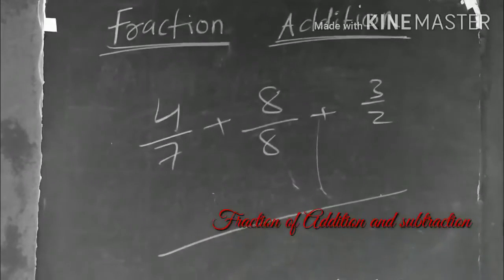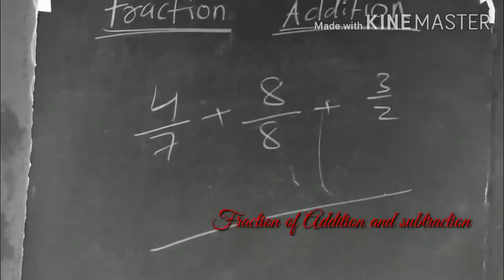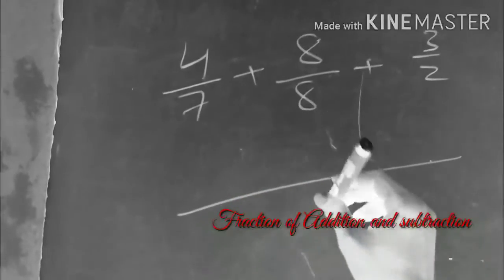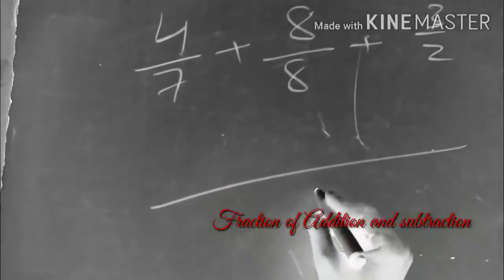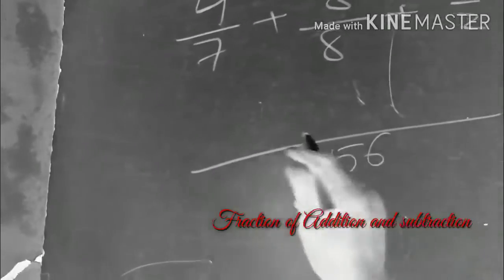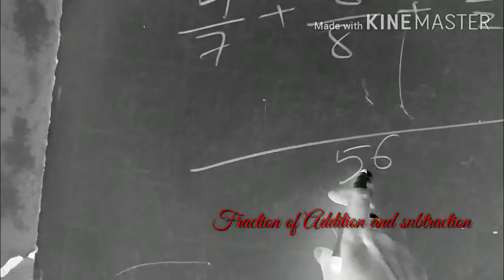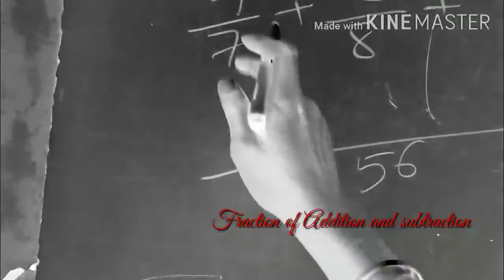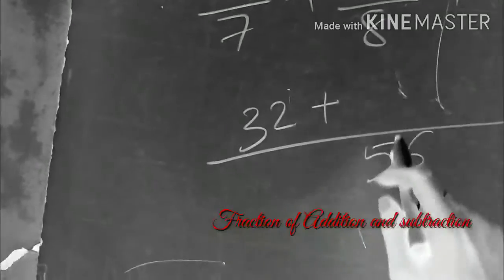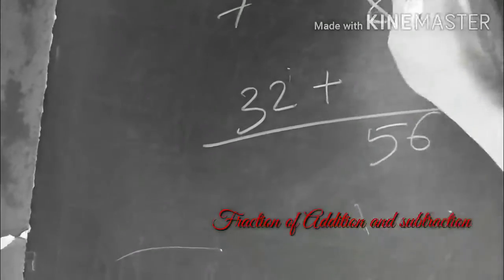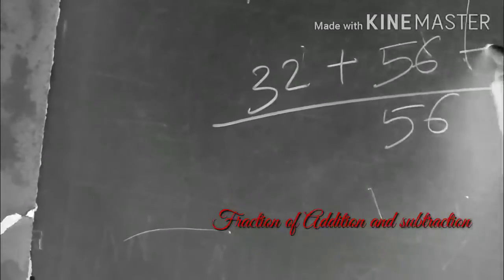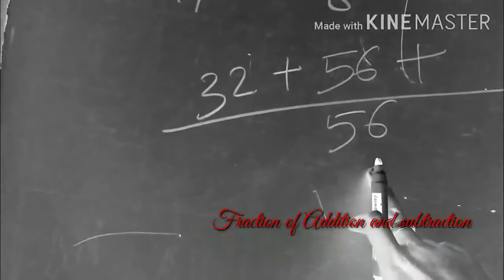The next question is 4 by 7, 8 by 8 and 3 by 2. So what do I have to do? We take the LCM of 8, 7 and 2. How much will come? 56. 56 divided by 7: how much? 8 times. 8 multiplied by 4 is 32. Plus sign plus. 56 divided by 8, 7 times. So it comes 56 plus, 56 divided by 2, how much?